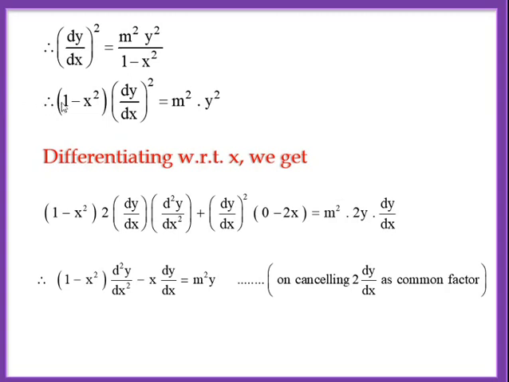Now differentiate. First function 1 minus x square. What is derivative of dy dx square? u square has derivative 2u into derivative of dy dx, which is d2y by dx square, plus second function dy dx square into derivative of 1 minus x square, which is minus 2x. M square is constant, derivative of y square is 2y into dy dx. See, I think this is the third or fourth time we are cancelling 2 dy dx throughout, as it is a common factor. So we get what? After cancelling 2 dy dx, 1 minus x square d2y by dx square minus x dy dx equal to m square y.